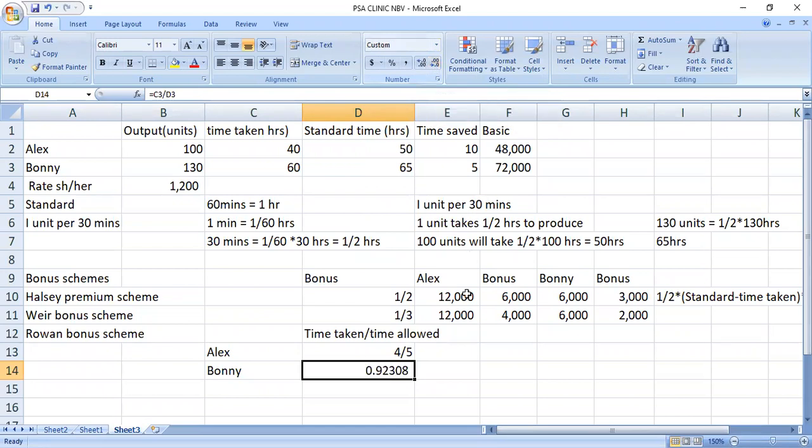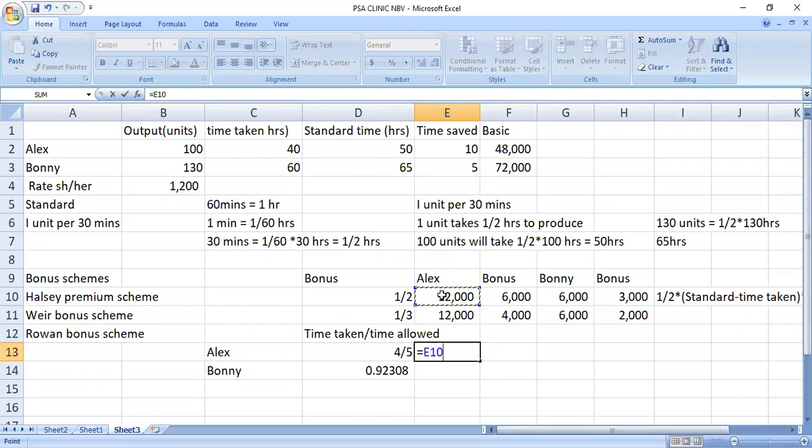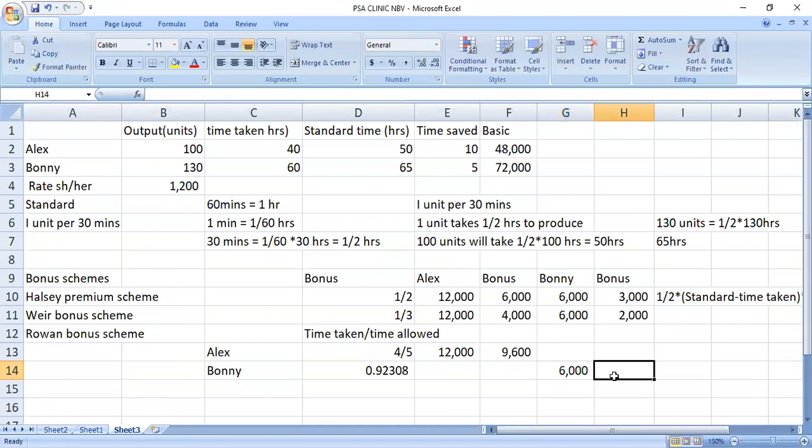Then you apply the bonus part, and the bonus is still the same, 12,000 all throughout. So this is 12,000 for Alex. The fraction times that will give me this. Then for Bonnie, still time saved, 5 times the rate, which is still that. The fraction times this will give me that. And then accordingly, you add the bonuses. You bring the basic salaries here.